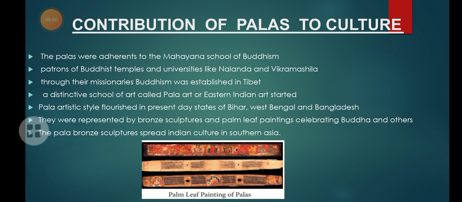Last year we studied about Buddhism, isn't it? In Buddhism there are two different sects, two divisions. One is Hinayana and another one is Mahayana. Hinayana is the orthodox group. They strongly follow what is in the law book. But Mahayana are liberal people. These Palas belong to the second group, the Mahayana group.